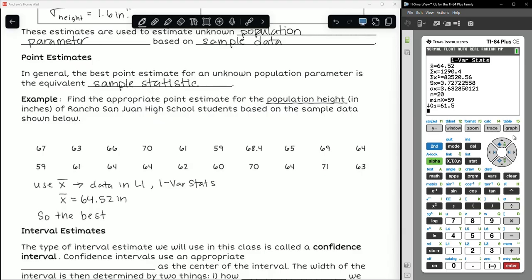So the best point estimate for mean height at RSJ would be 64.52 inches. So if you're asked for a point estimate for a parameter, find the sample statistic that matches it. We very rarely use point estimates by themselves, but they are tied to the next type of estimate.